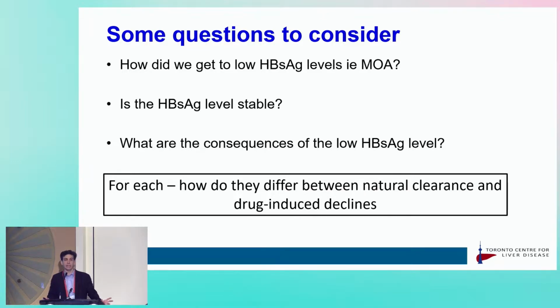So thinking through this, some questions that need to be considered are: how do we get to low surface antigen levels? What is the mechanism of action that you're using, and is that stable once you're either on the drug or off the drug? What are the consequences of that? And then for each of these considerations, how do they differ between the natural scenario and drug-induced declines?